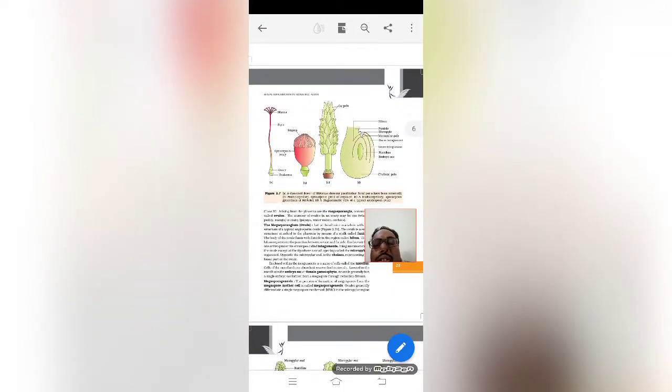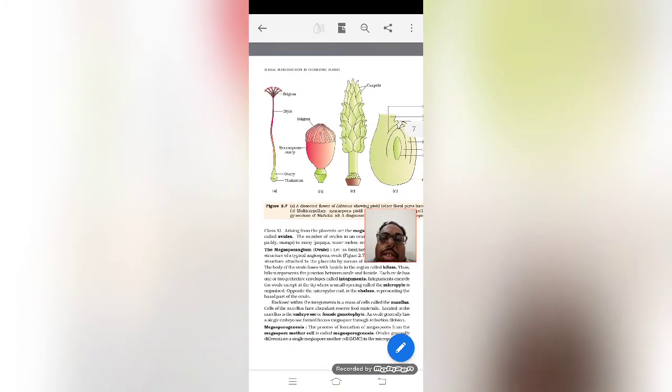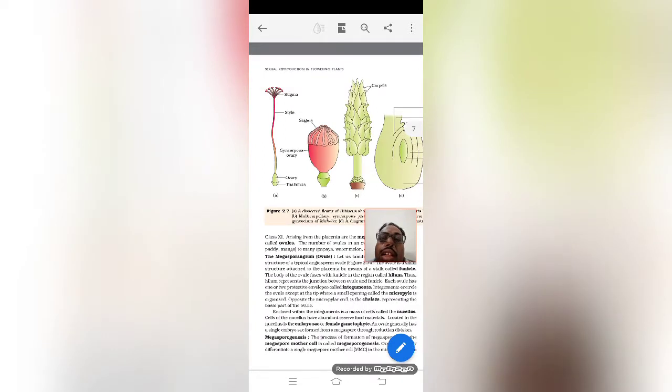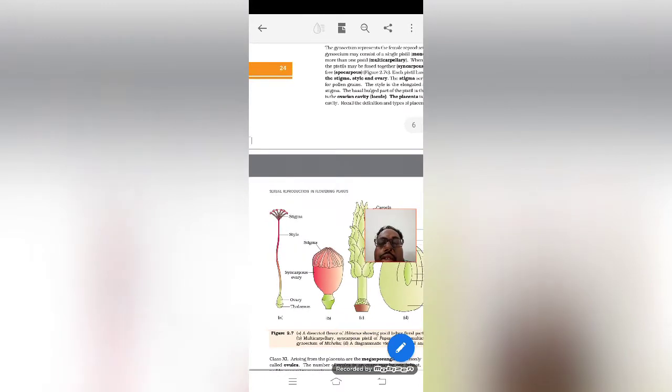Yeah. So you have to see this female part of the flower. If you see these pictures, diagrams, they have given a simple female part which we commonly call carpels, and if there is only one pistil, we call it monopistillate, and if there are more pistils, we call it multicarpellary. Then if the pistils are fused, we call it syncarpous, and if the pistils are free, we call it apocarpous.